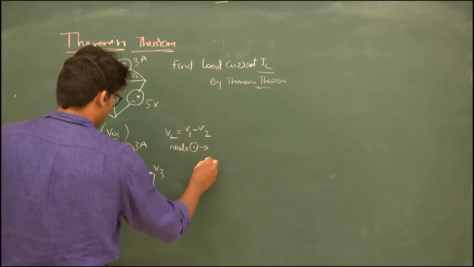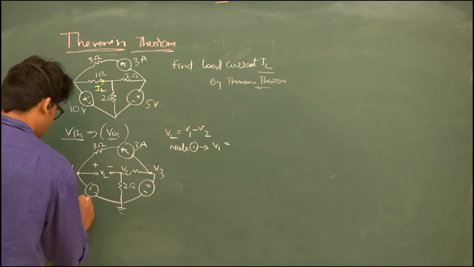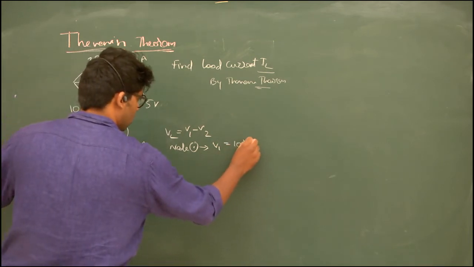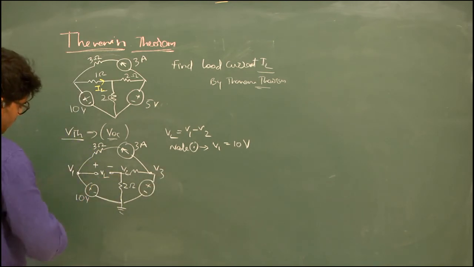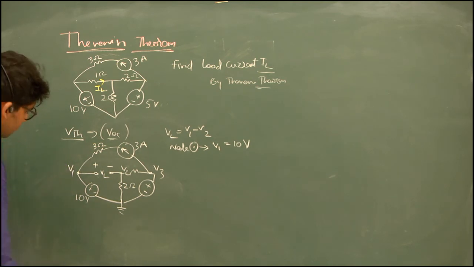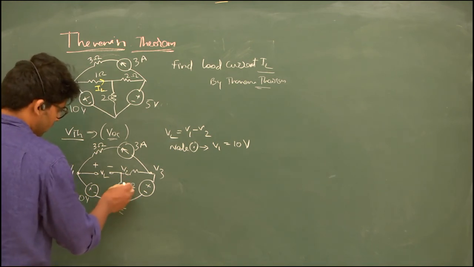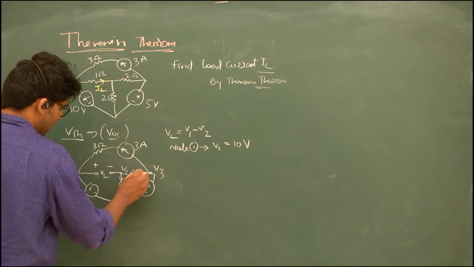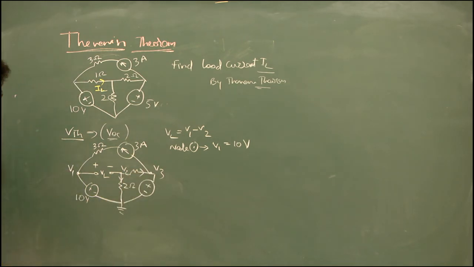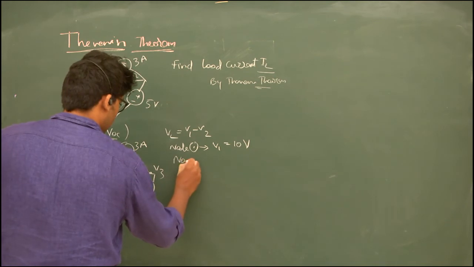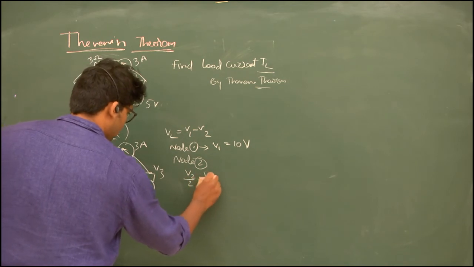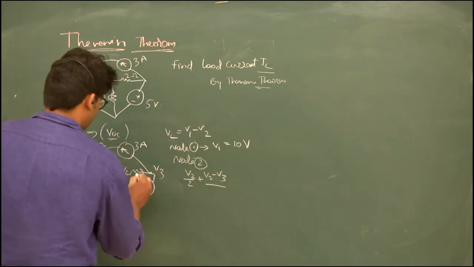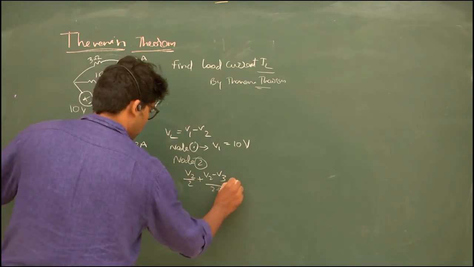From node 1 we have V1 equal to 10 volts. Node 2. At node 2, let us say current is leaving, and this current is also leaving here. Therefore at node 2, by KCL, V2 by 2 ohm plus (V2 minus V3) by 2 ohm equal to 0.